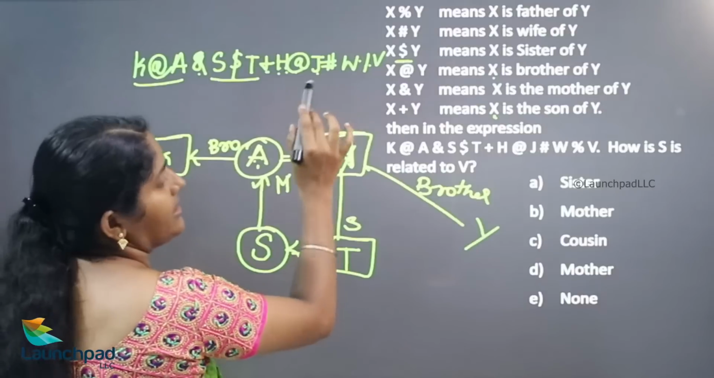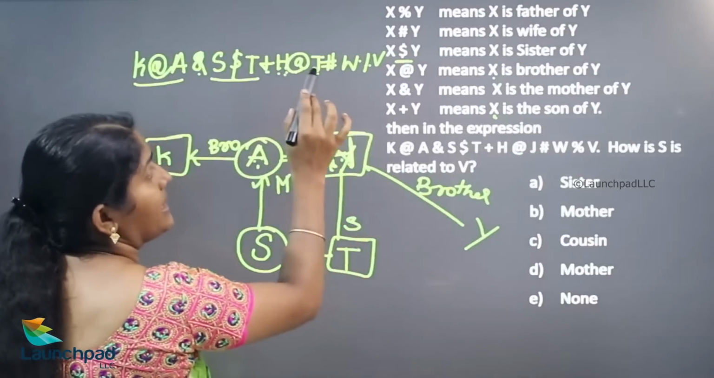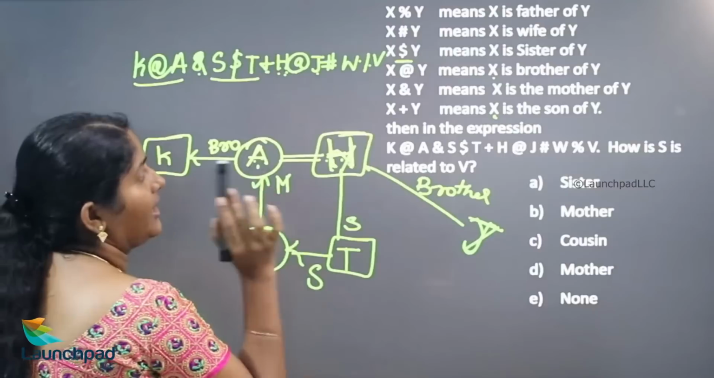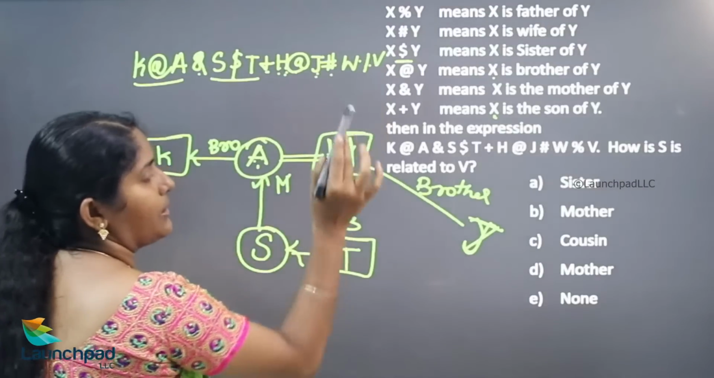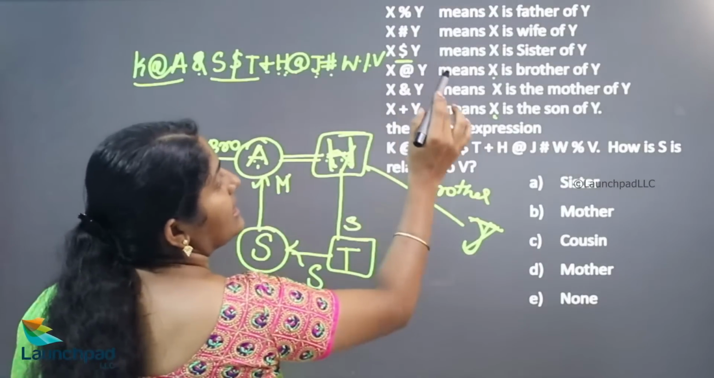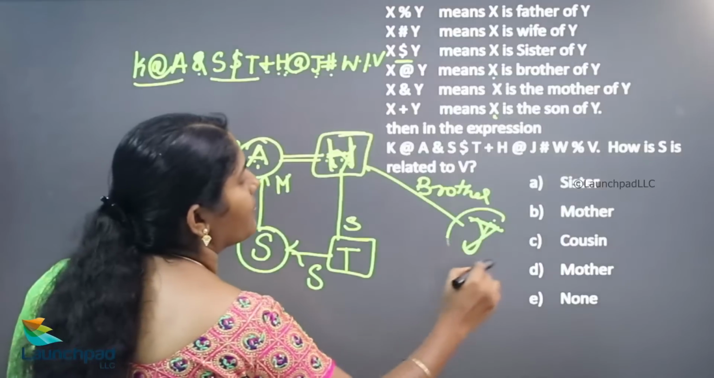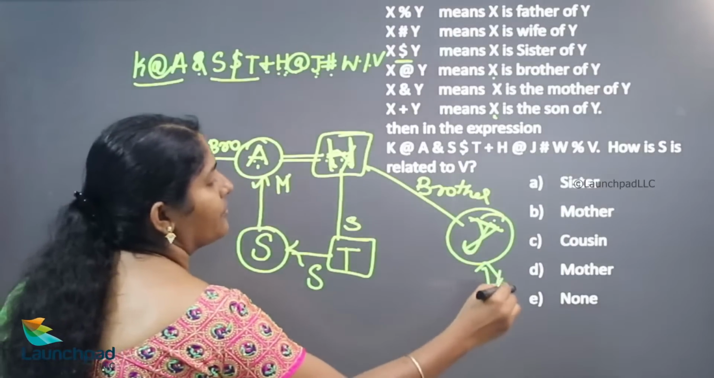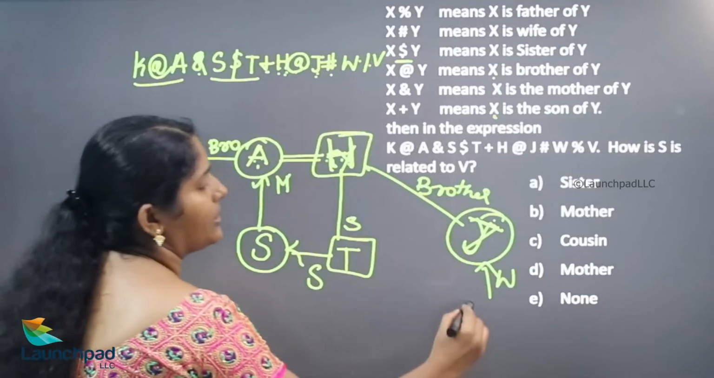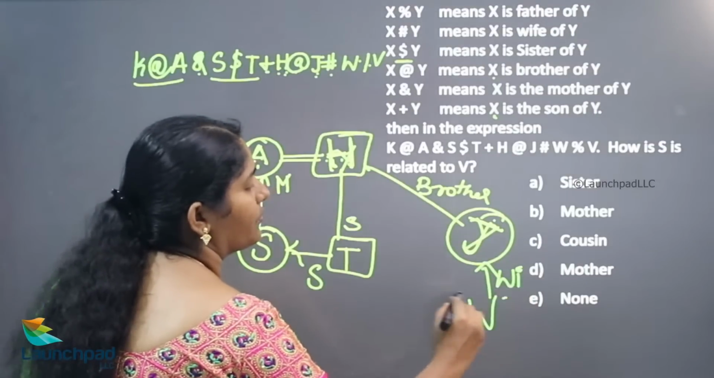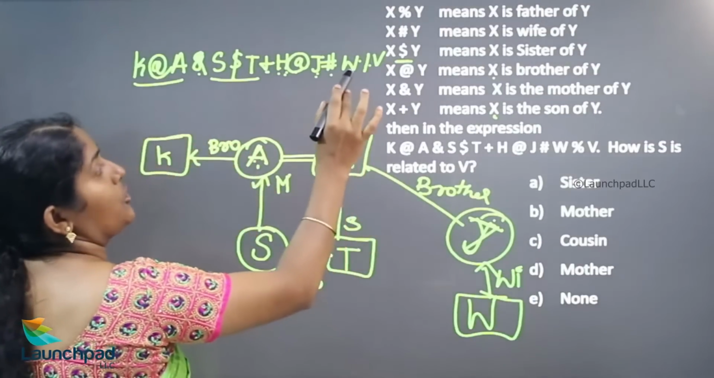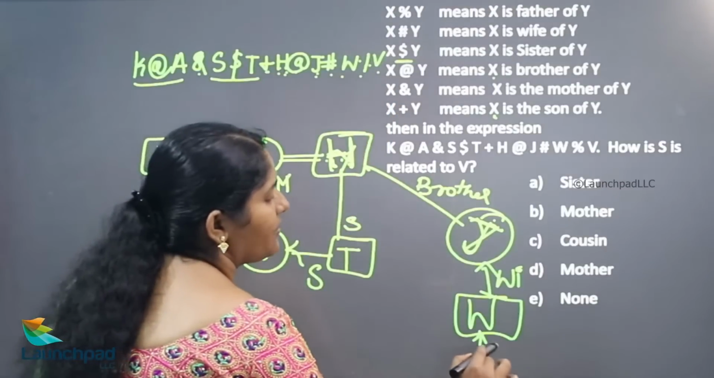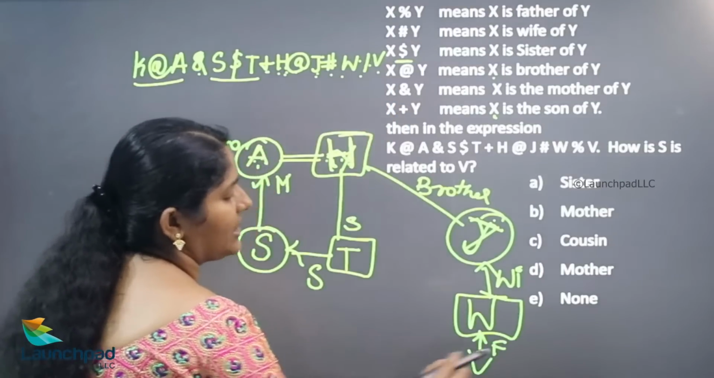Now J hash W. Hash means J is the wife of W. W percentage V. Percentage means W is the father of V.